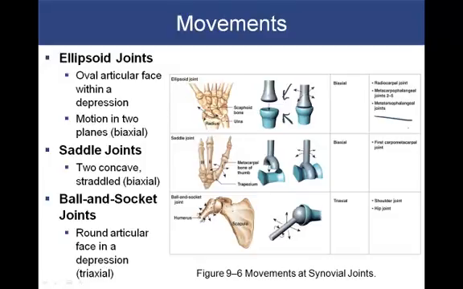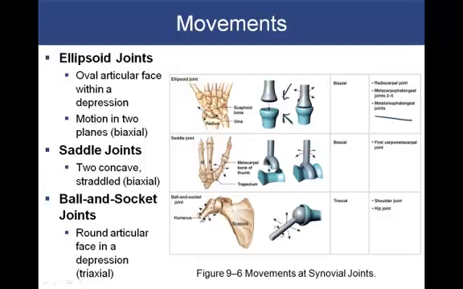A saddle joint occurs when you have two concavities. One bone straddles another. A good example of this is found within the first carpometacarpal joint, between the carpal and metacarpal of the first digits.